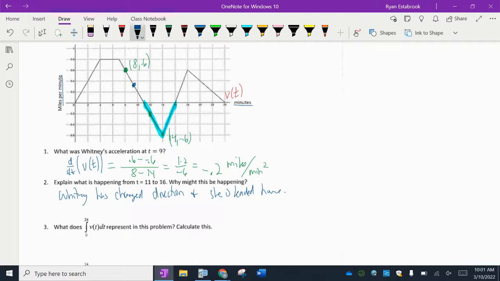Why might that be happening? Maybe because she forgot something at home, or she just wanted to get something from home. And it looks like she didn't make it all the way there because the area under the curve from 0 to 11 is much bigger than from 11 to 16. So maybe she dropped something along the way and she found it, but she didn't make it all the way home because the displacement doesn't go back down to 0. She didn't make it all the way back to her starting point.